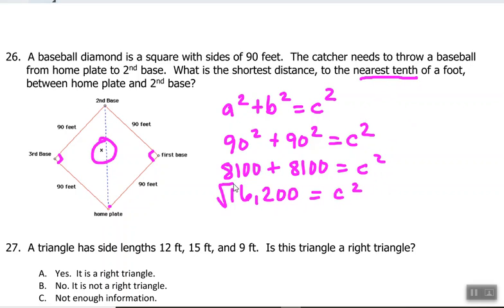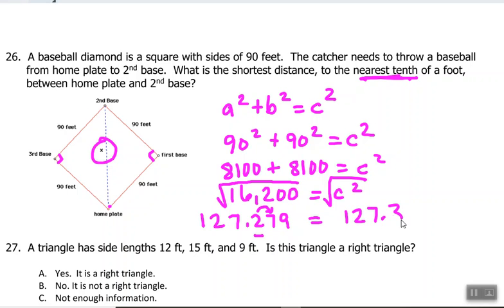Okay, it asks me to find to the nearest tenth of a foot. So I'm going to take the square root of each side, and in this case, I am going to use a calculator. So I'm going to find the square root of 16,200, and on the calculator it says 127.279. I'm not done here. It says to the nearest tenth of a foot. So remember, this is my tenths place. I look to the right. If it's 5 or above, I'm going to give it a shove up. It is. So I actually want to say that my answer is 127.3 feet. That is the distance from home plate to second base.